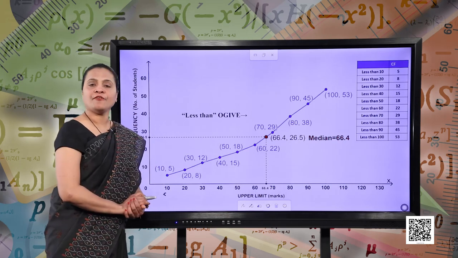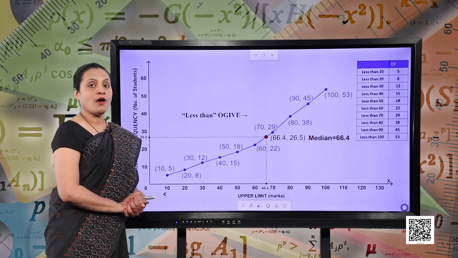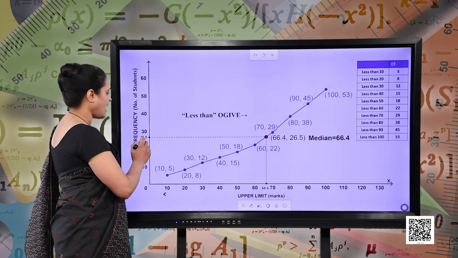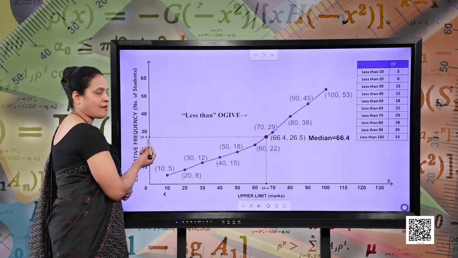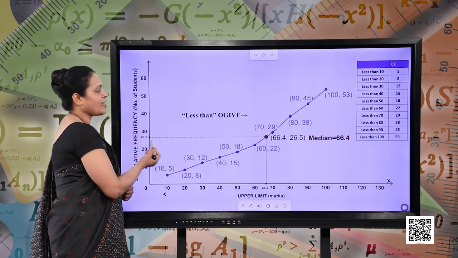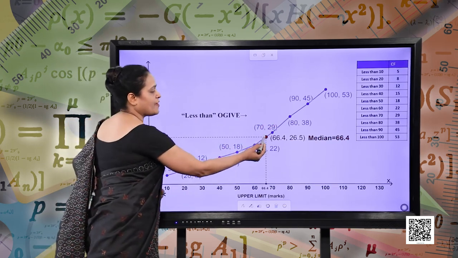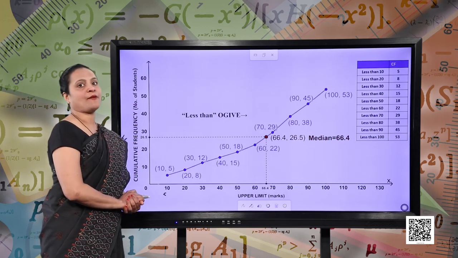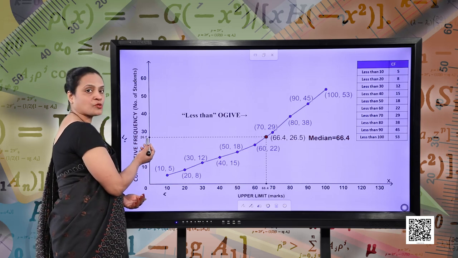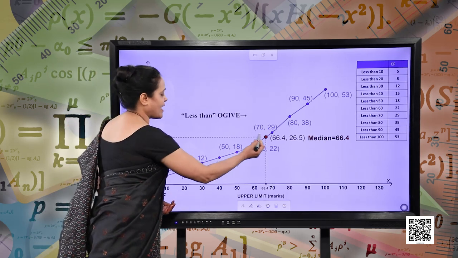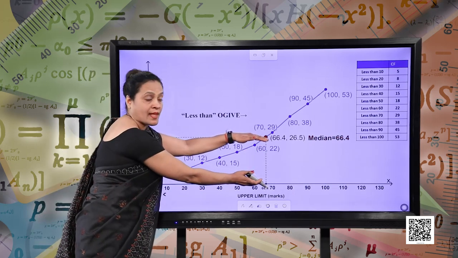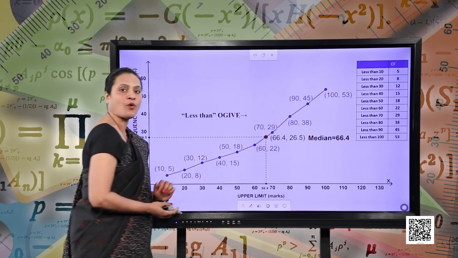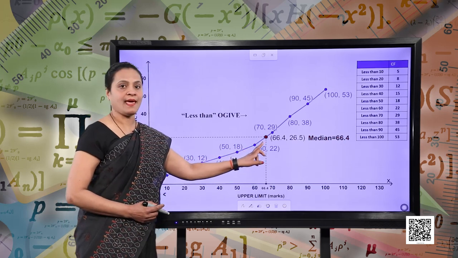There are total 53 observations. So, half of 53 will be 26.5. We are going to locate 26.5 on y-axis. Then we need a point on this curve which has y coordinate 26.5. To locate that point, from this 26.5, we are going to draw a line parallel to x-axis, and the point where this line intersects our curve is our required point, which is marked red here.